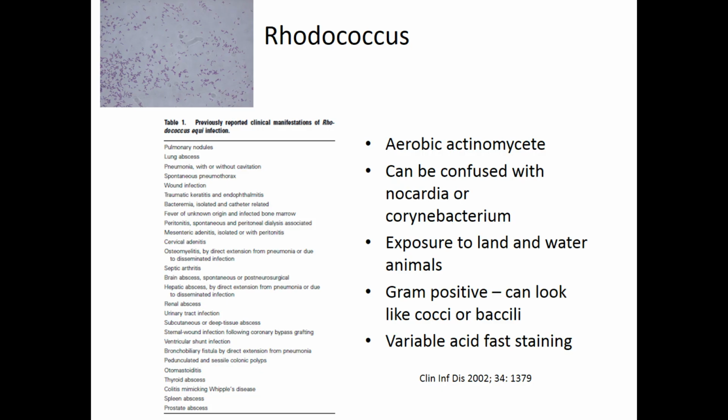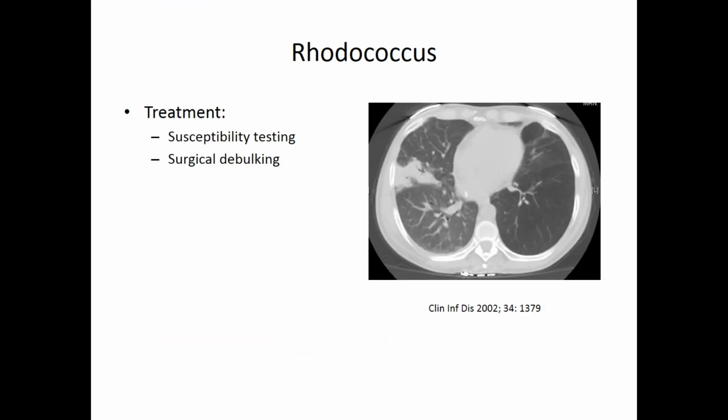In the table included on this slide, you can see the numerous complications that are associated with rhodococcal infection, including pulmonary nodules and abscesses, wound infections, bacteremia, peritonitis, mesenteric adenitis, and hepatic abscess. Brain and renal abscesses can also be seen. Here is an example of a CT scan that demonstrates a parenchymal infiltrate that is associated with rhodococcus. Treatment involves susceptibility testing and often requires surgical debulking.